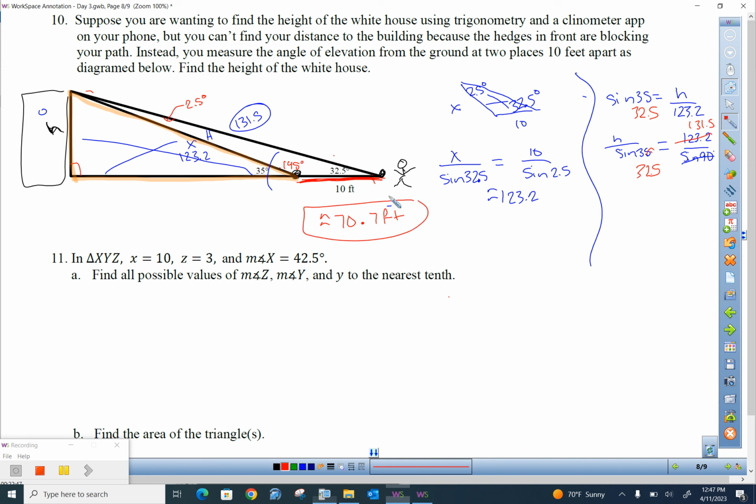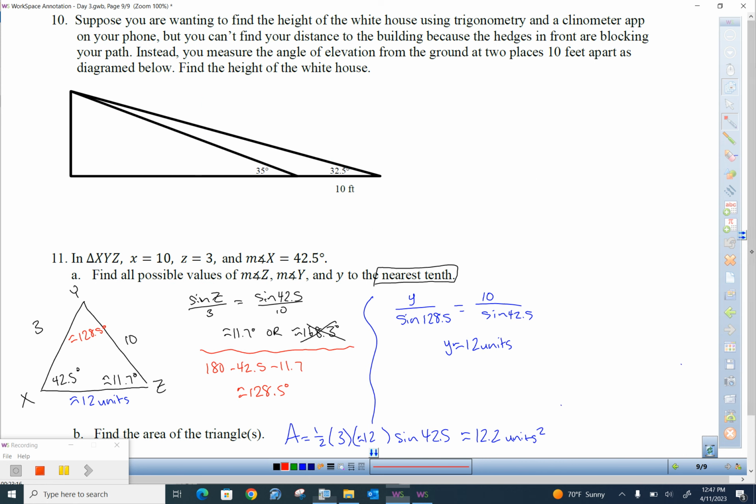Okay. Number 11 is entirely review. You'll have to use law of sines, but I do want you to try this one on your own here. Okay, so pause the video, sketch that out, and you're going to find angle Z, angle Y, and side Y, and it says all possible values, so that's a hint to check for something extra. And then you're going to find the area of the triangle or triangles, if there were two, when you're done.